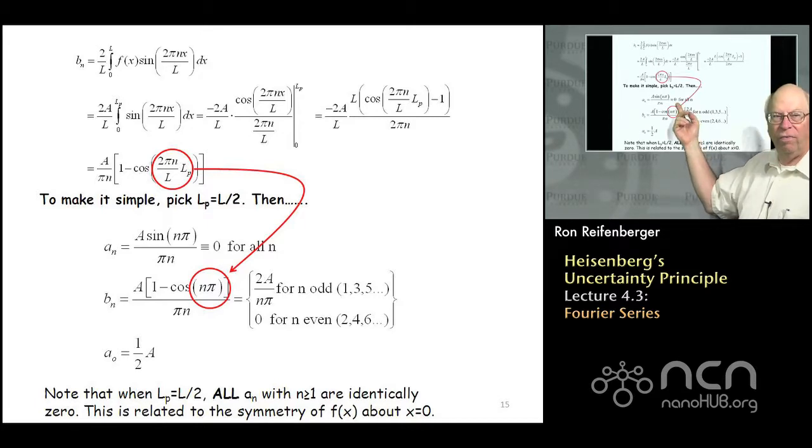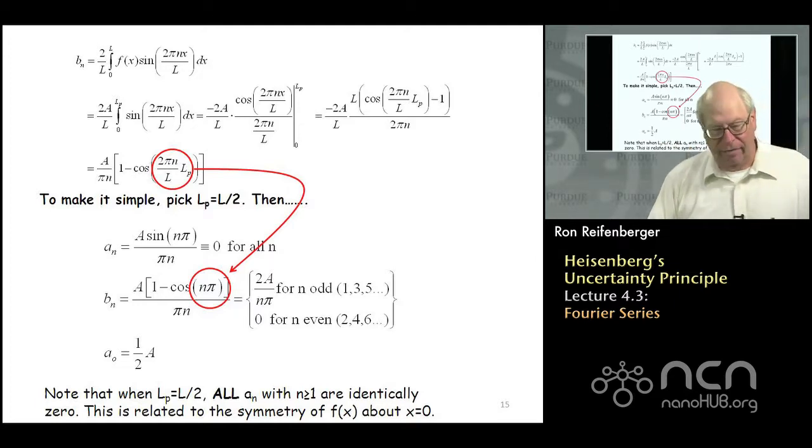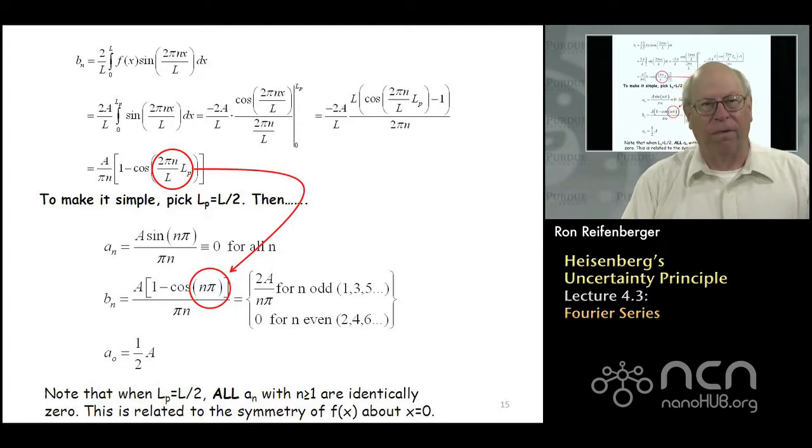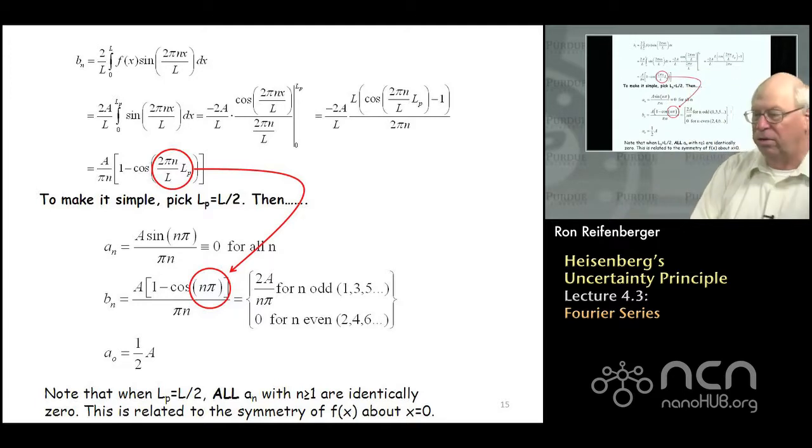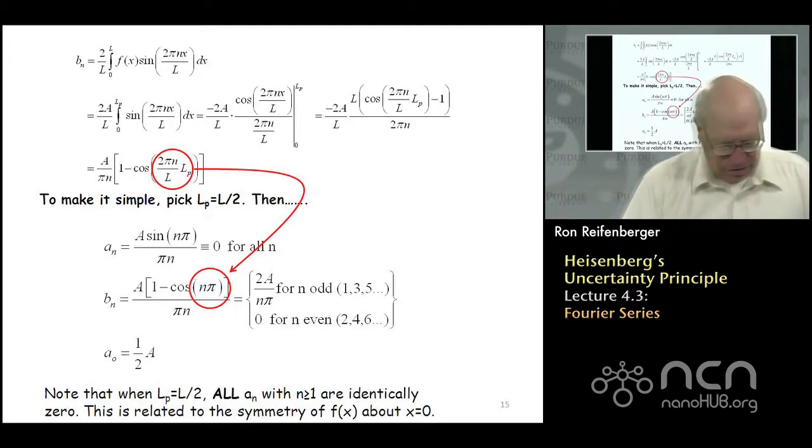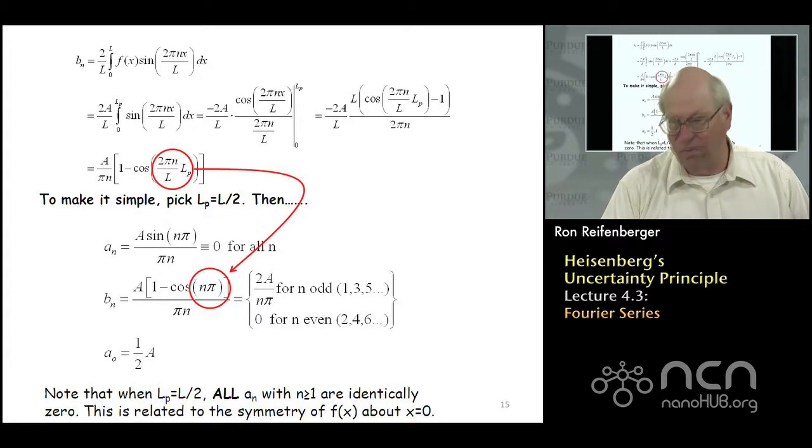Turns out all the coefficients a sub n are now equal to 0, right? So with this assumption, there's no coefficients a sub n. The b sub n coefficients only exist for odd values of n, and our constant a0 is now equal to 1/2 a. So this simplification is strictly a result of the symmetry of f of x about 0, and it often occurs in these simple expressions for Fourier series.